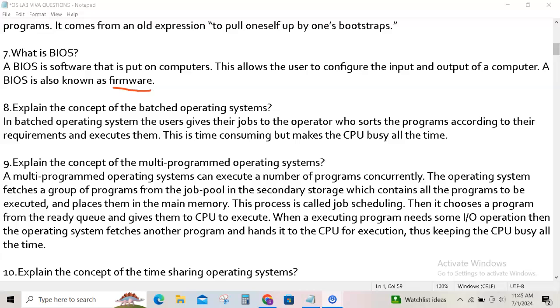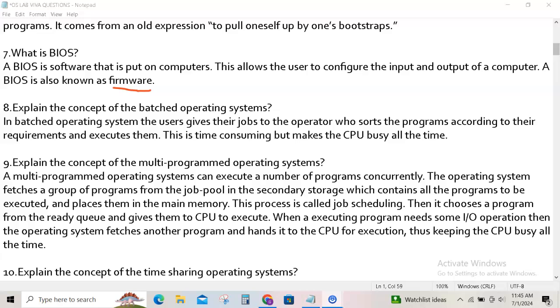Next, explain the concept of batch operating system. What are batch operating systems? Batch operating systems are those where the jobs are provided in the form of batches to an operator, who would then sort the programs according to the requirements and execute them. So this helps to keep the CPU busy at all times.